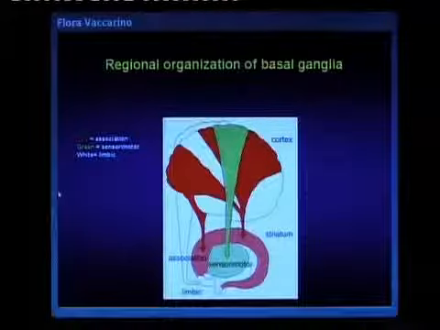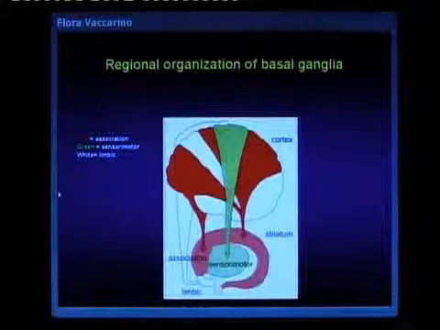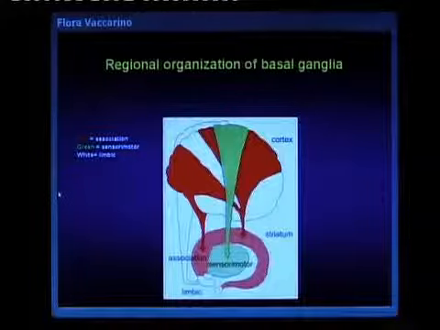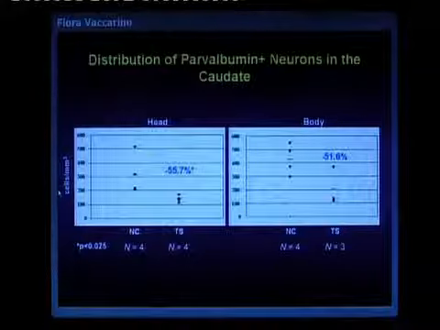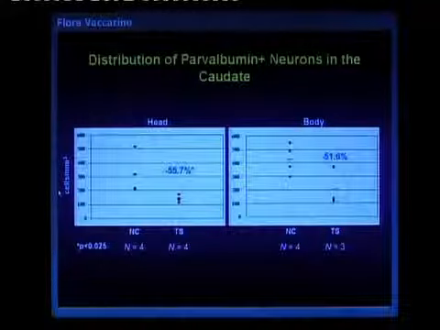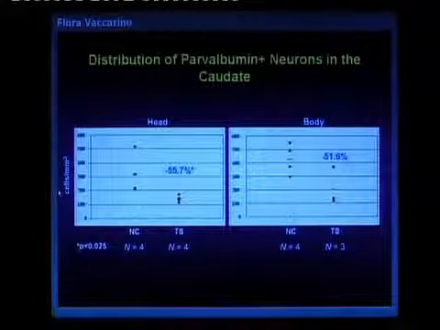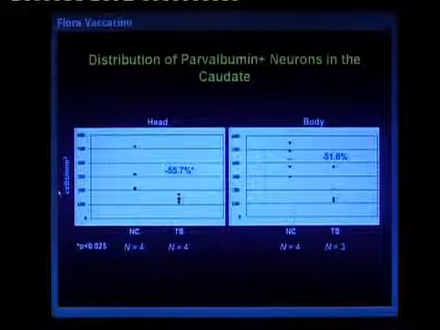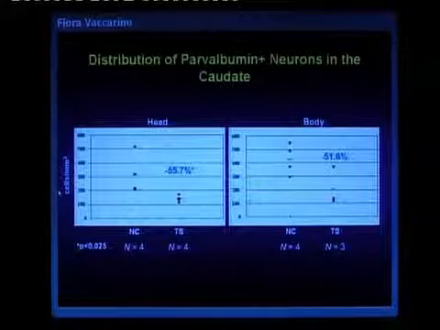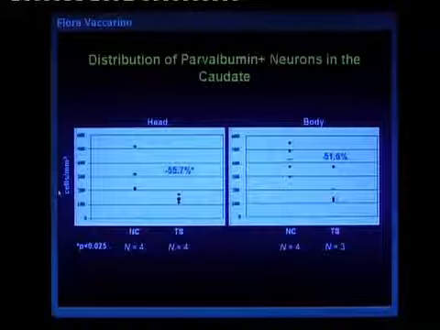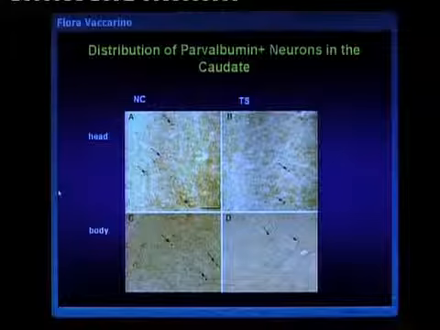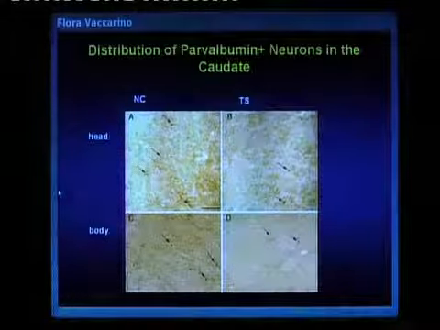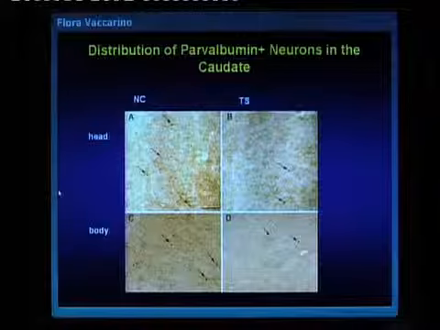So we felt that perhaps we should look at whether this decrease in inhibitory neurons was more pronounced in different regions of the caudate. So when we compared head and body of the caudate, we found that the head was more strongly affected, and the body showed more variability, even though unfortunately we could only examine 3 of the 4 patients, and it became non-statistically significant.